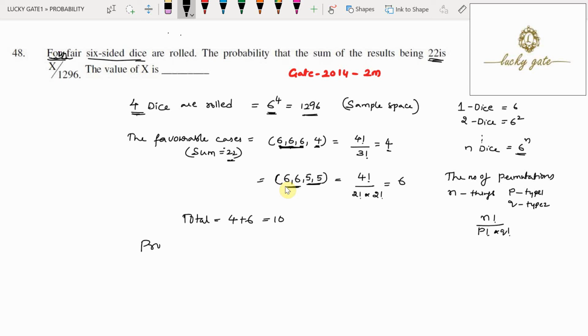The probability that the sum is 22 is equal to the number of favorable cases divided by the total possible cases, that is the sample space, 1296. This is the probability. Now what is given in the question? In the question it is given that x by 1296 is the probability. The question is, what is the value of x? The value of x is equal to 10. So the answer is 10 for the question.